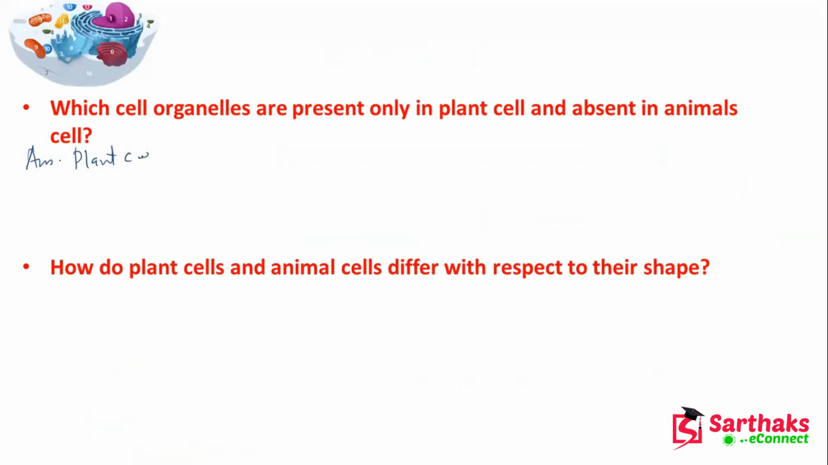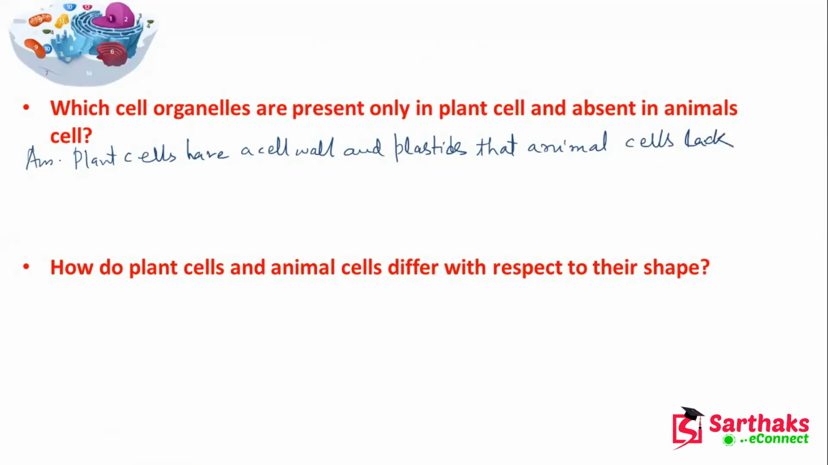Okay, so plant cells have a cell wall and plastids that animal cells lack. They do not have the plastid and cell wall, but the plant cell has these.